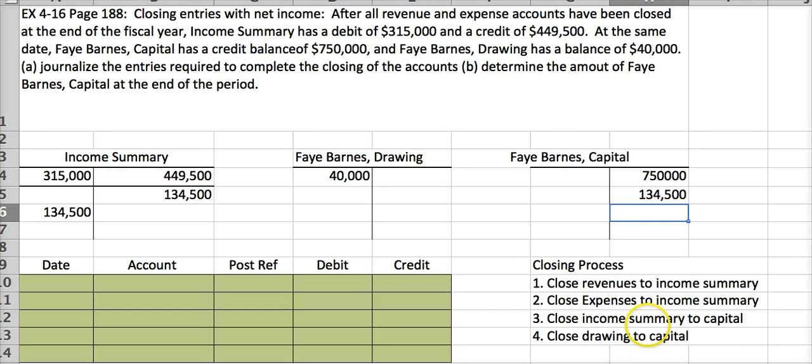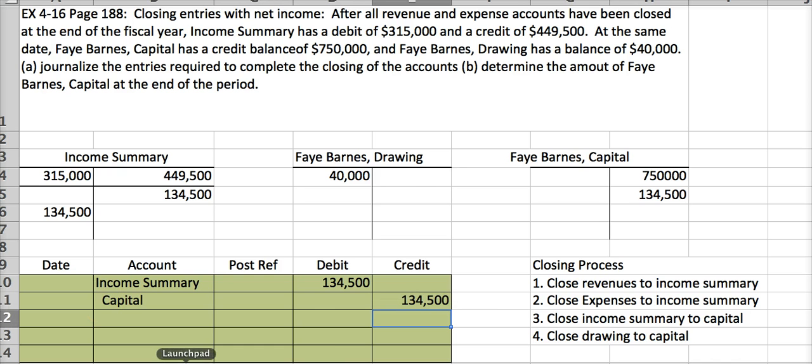All right, that gets rid of close income summary to capital, so that's our first entry. So the entry that we would write down right here would be to debit income summary of $134,500 and to credit capital, you would write Fay Barnes Capital for $134,500.